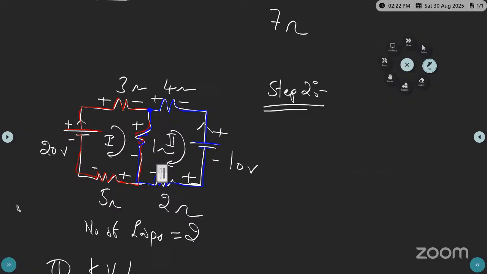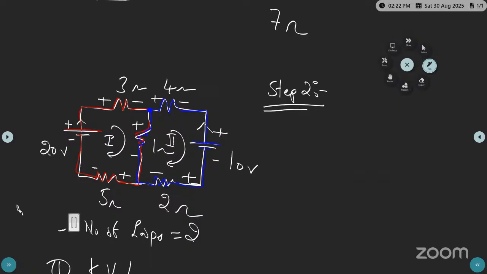Not in a zigzag manner. Sir, I will assign for loop 3 and then I will assign for loop 1 and I will assign for loop 2? No, it is not valid. You have to assign in increasing order. Increasing order means you first say loop 1, then loop 2. Then for loop 1: plus minus, plus minus, plus minus.